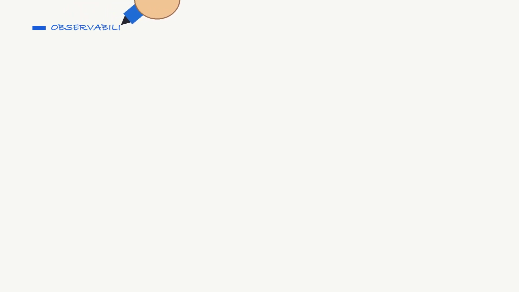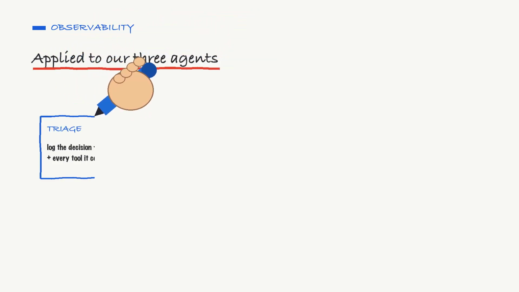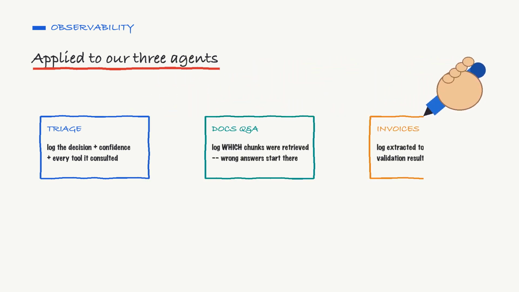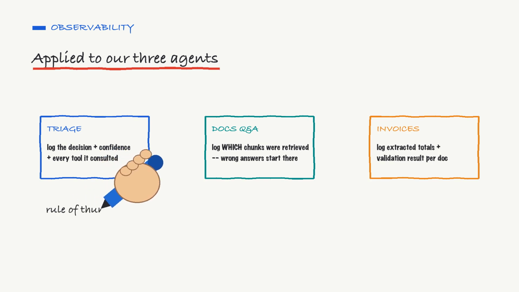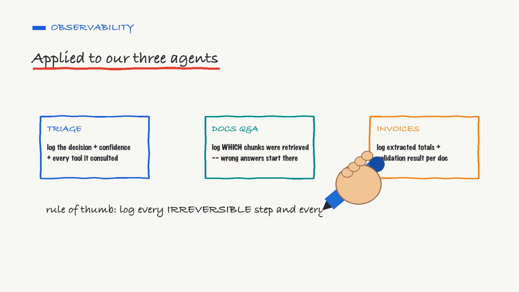Applied to our cast, the triage agent logs its decision, its confidence, and every tool it consulted. The Q&A bot logs which document chunks it retrieved, because nearly every wrong answer starts with wrong retrieval. The invoice processor logs extracted totals and each validation result. The rule of thumb: log every irreversible step and every decision point. Part 3.